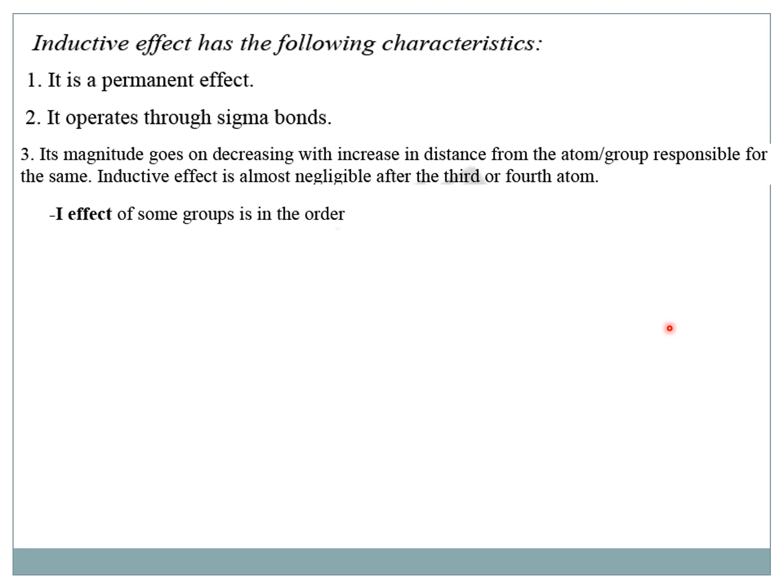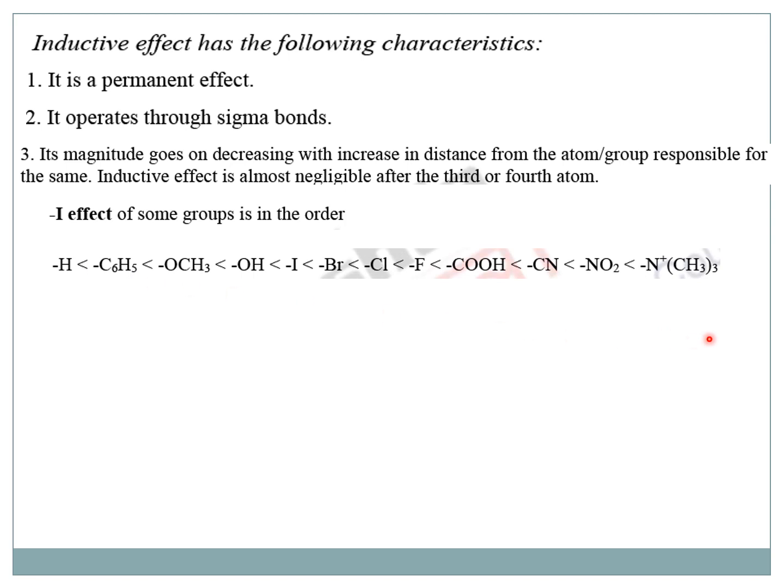The minus I effect of some groups is in the following order. Here we can see that the quaternary ammonium salt has a greater minus I effect than the nitro group, then cyanide, carboxylic, fluorine, chlorine, bromine, iodine, hydroxyl, methoxy, phenyl, and hydrogen. As nitrogen acquires a partial positive charge and nitrogen is more electronegative than carbon, it has more tendency to attract the shared pair of electrons towards itself, and therefore it has a high minus I effect.